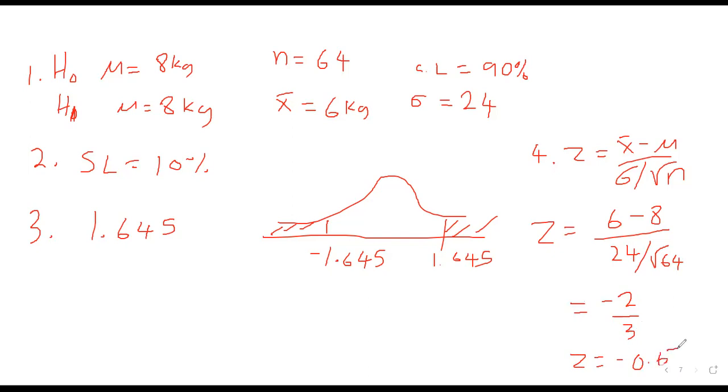So let's identify where 0.67 is. Here, right? Inside. So what is our conclusion? We fail to reject H0 because it's inside. What is our conclusion? There is no statistical difference between 8 and 6 kg. As statisticians, especially at masters level, we fail to say accept, because by accepting we are just saying 6 and 8 are the same. No, we just say we fail to reject it. We have no evidence to dispute you. So there's no evidence that the means are statistically different.